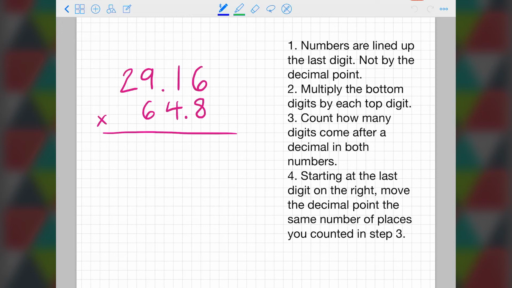All right, here we go. So first, 8 times 6 is 48. Carry the 4. 8 times 1 is 8. Plus 4 is 12. Carry that 1. 8 times 9, 72. Plus 1 is 73. 8 times 2, 16. Plus 7 should be 23.